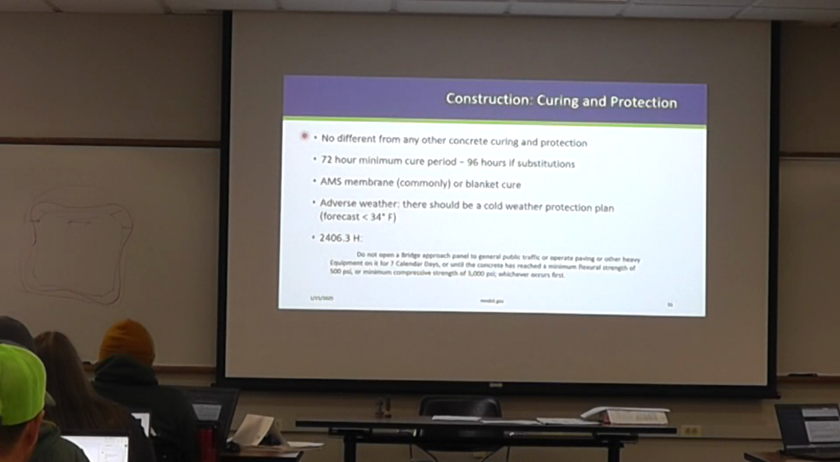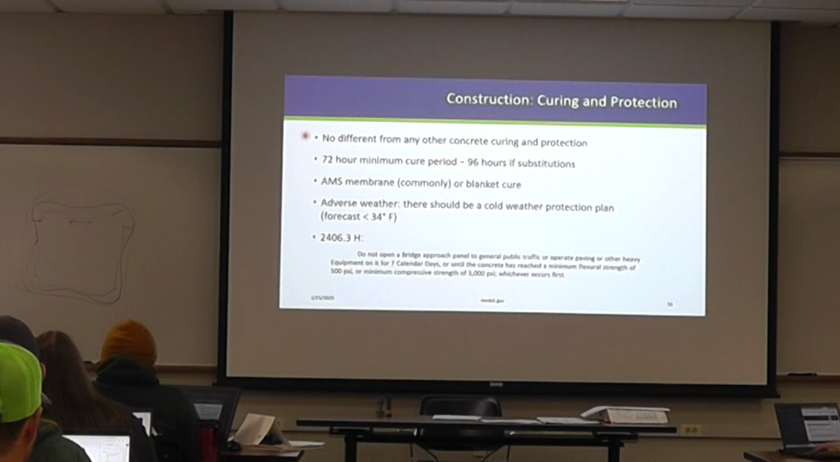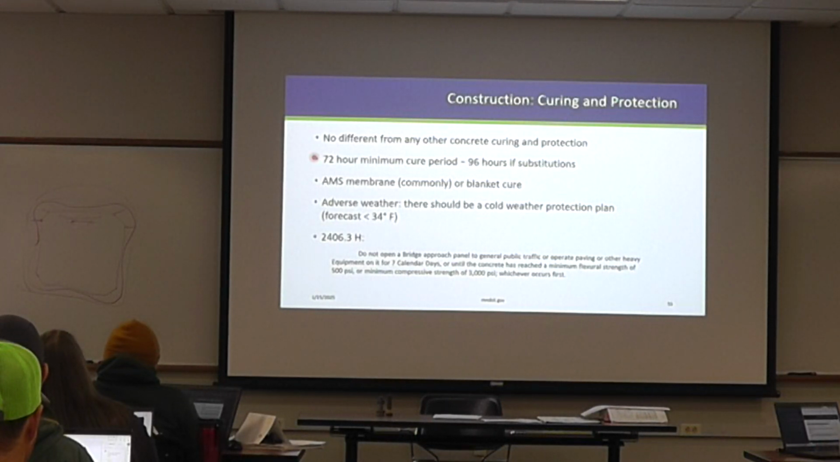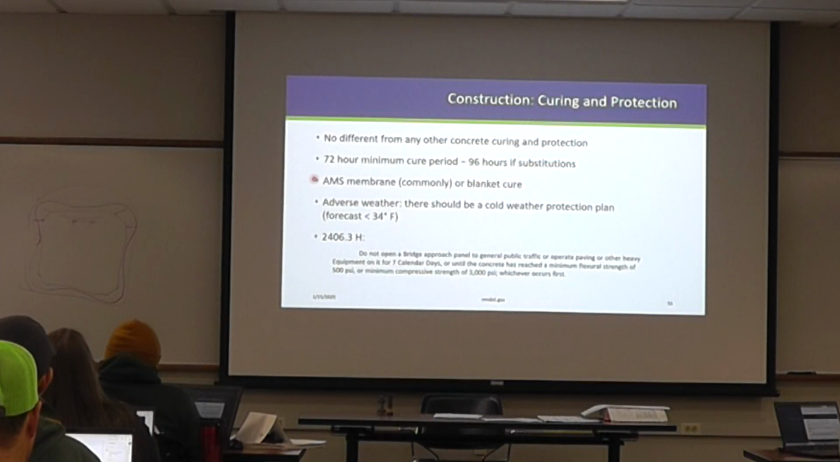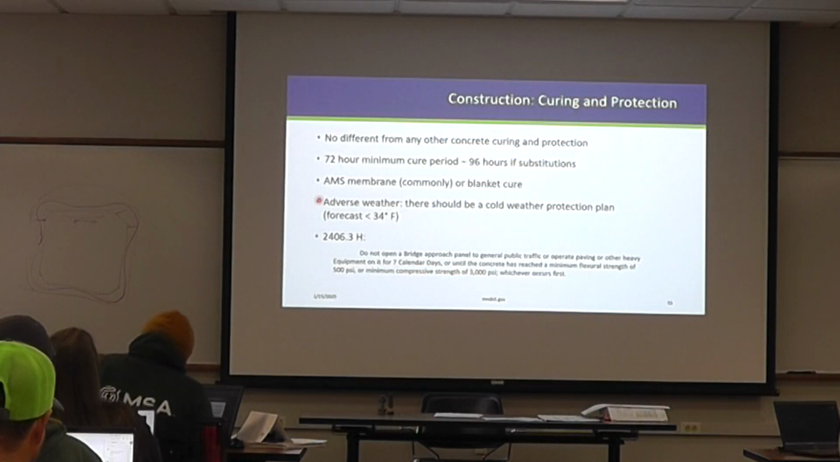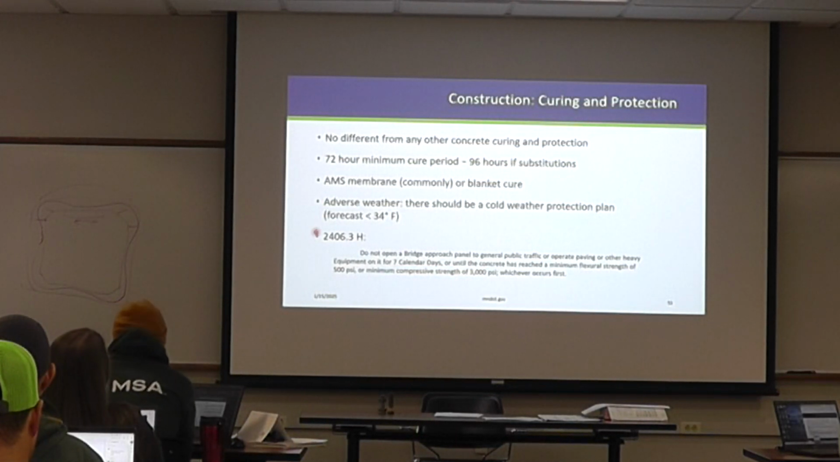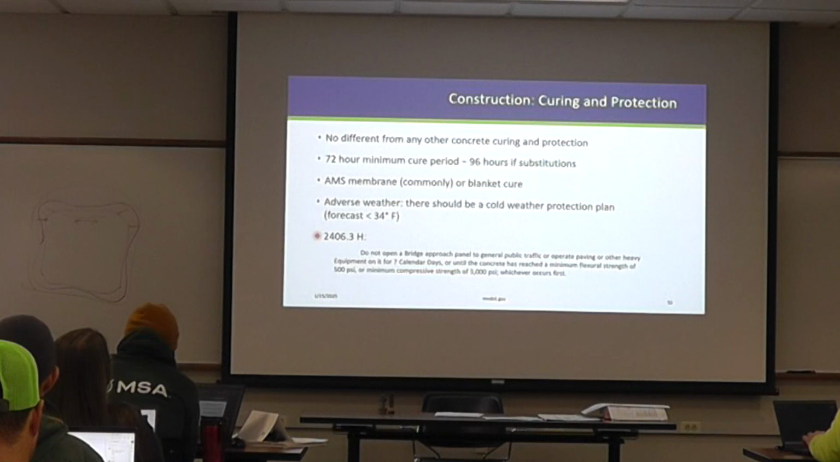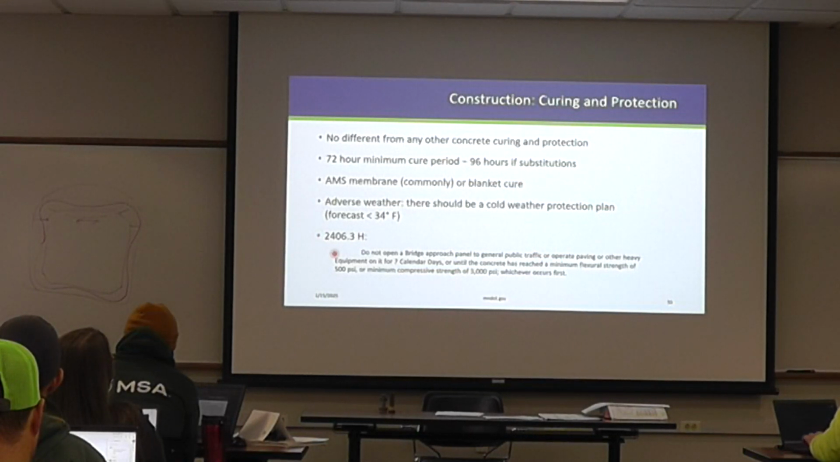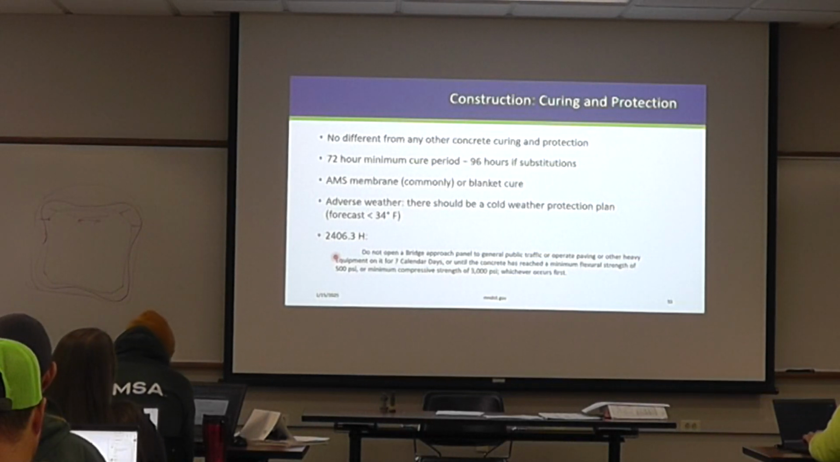So concrete curing and protection really is no different from any other concrete curing and protection. We have a 72-hour minimum cure period, 96 hours if there's any substitutions in the mix, commonly using an AMS membrane or a blanket cure. And if there's adverse weather, there should be a cold weather protection plan. And then 2406.3H just mentions when you should open the approach panel to public traffic or heavy equipment, I guess.